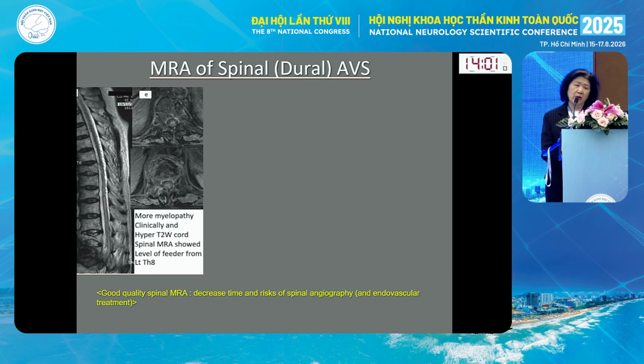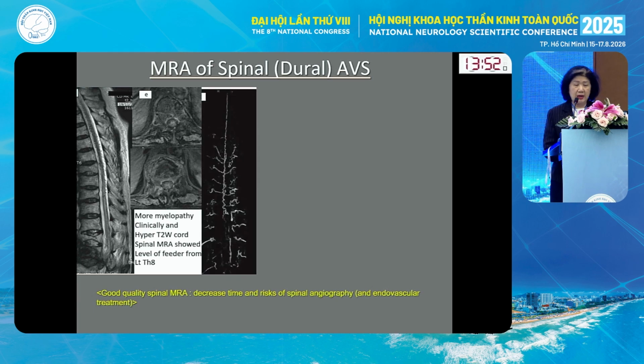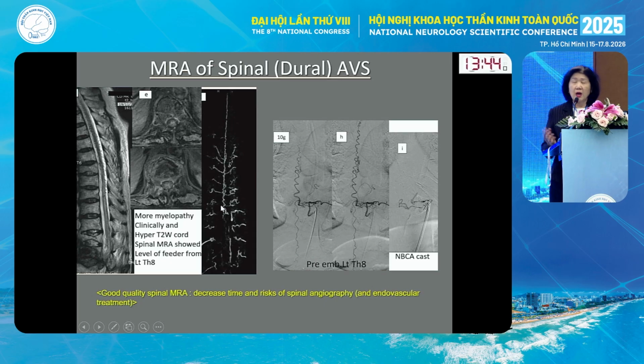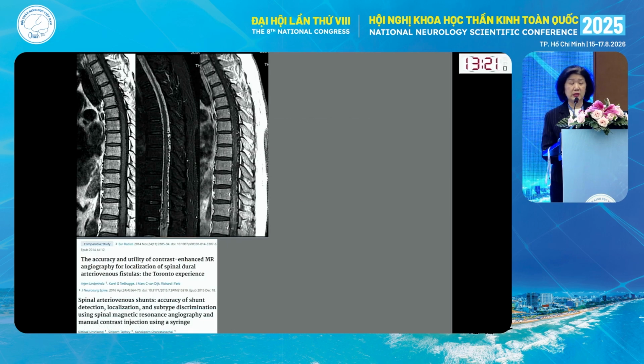Let me talk a little bit about MRA of the spine. This is an example of a good quality MRA, for example this one, where you can check that the actual feeder is located there. Look at how the correlation between spinal angiogram and good quality MRA will show you exactly that the dural shunt is located at this level. And you know by your knowledge that you need to occlude both the shunt and the proximal veins, and not spread all the contrast into the more distal veins.